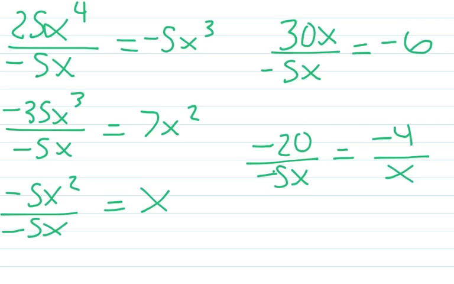The next one is negative 5 goes into negative 35x cubed 7 times, and then x cubed minus x would give you x squared. And negative 5 divided by negative 5 gives you 1, and then x squared minus x just gives you x, so the answer would just be x. If you want to add the 1 in front, you may, but it's not required.